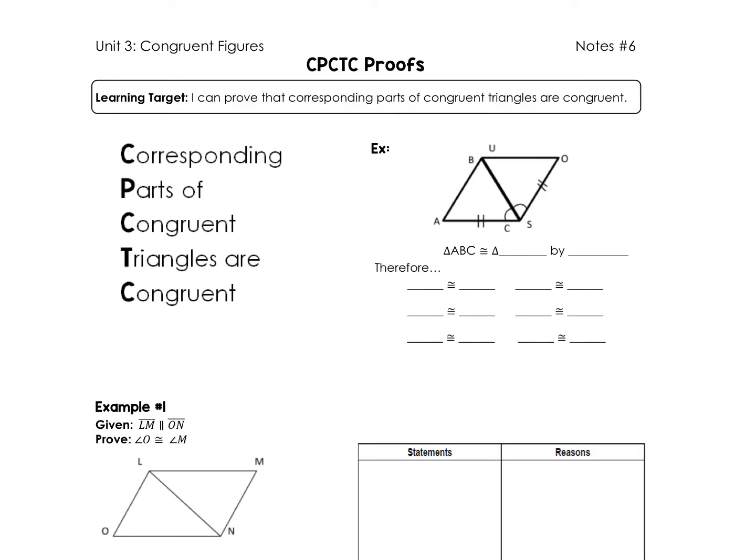Hey everyone, today's lesson from Unit 3 is our last one. It's notes number 6 on CPCTC proofs. That's where, once we prove triangles congruent, we can say other parts are congruent according to CPCTC: corresponding parts of congruent triangles are congruent. So, in short, you're going to be able to write CPCTC in your proofs. Once you prove triangles congruent, we get to use this.